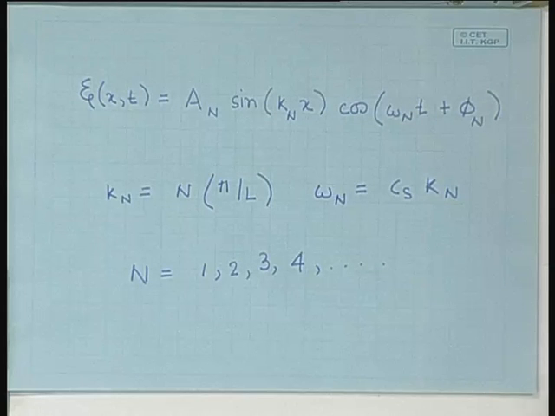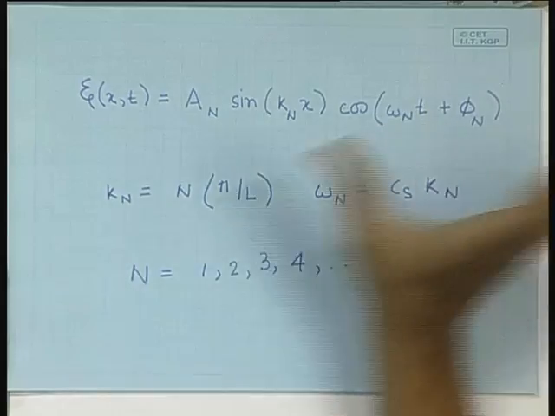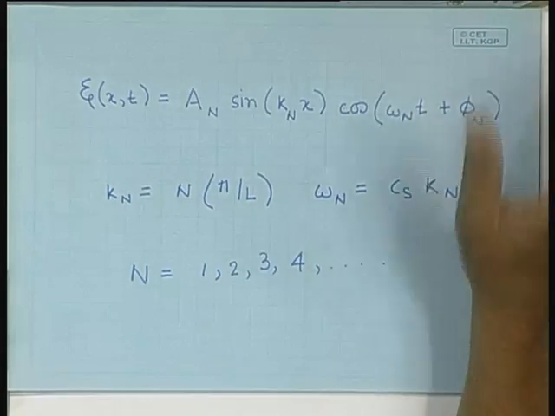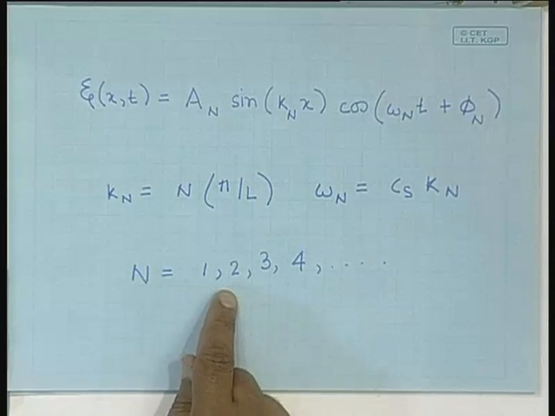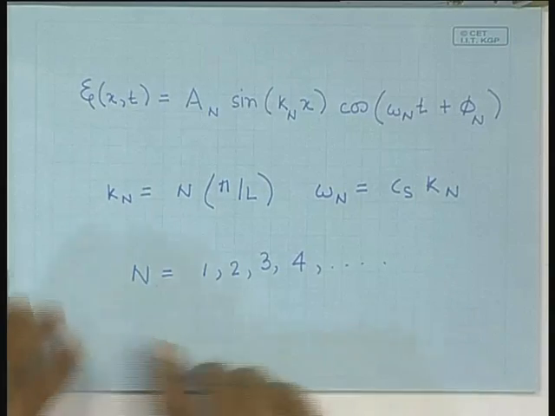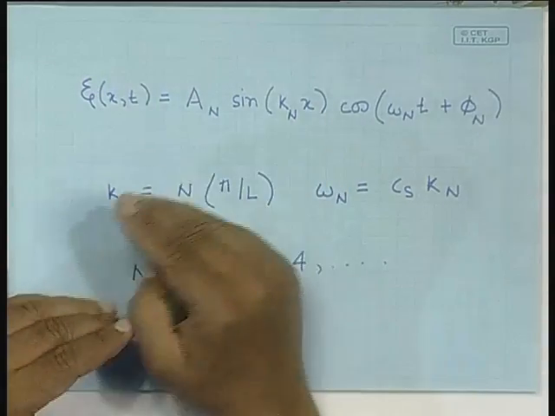So what we found was that the disturbance xi, which satisfies the boundary condition that it has to vanish at the two ends, has many solutions. There is a different solution corresponding to each integer n. So n equal to 1 gives you a particular solution, n equal to 2 gives you a different solution, n equal to 3 gives you another solution, n equal to 4 gives you another solution. Corresponding to every integer there is a different solution to the wave equation which satisfies the boundary condition that the vibration disappears at the two endpoints.